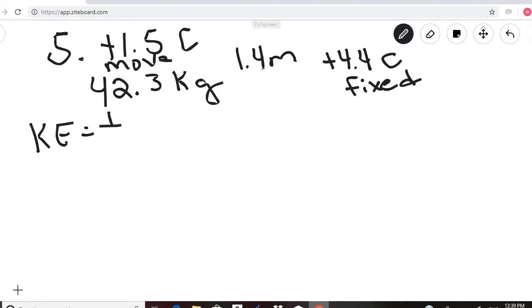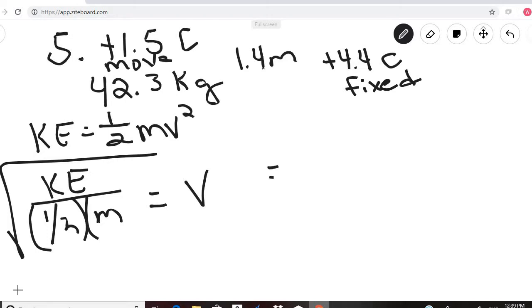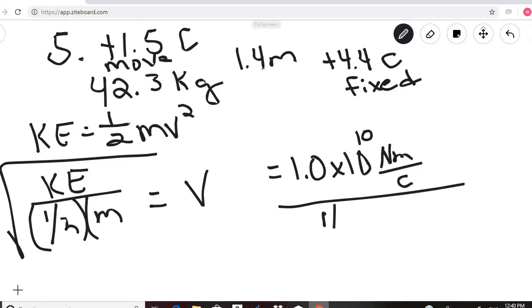So kinetic energy is equal to 1/2 mv squared. If we take kinetic energy divided by 1/2 m and take the square root of that, that will give us V. So the kinetic energy we had was 1.0 times 10 to the 10. I'm sorry, the kinetic energy is just a Newton meter, not a Newton meter per Coulomb.